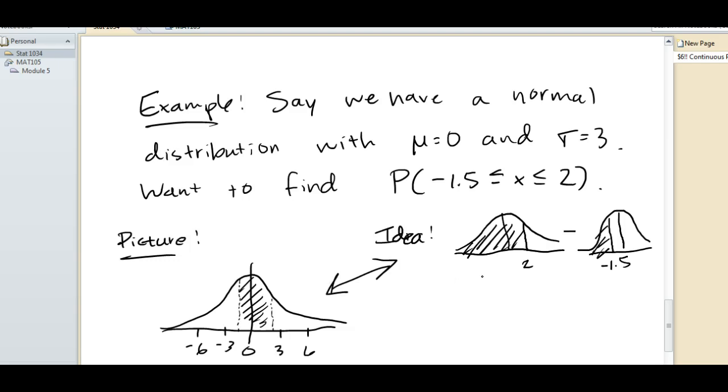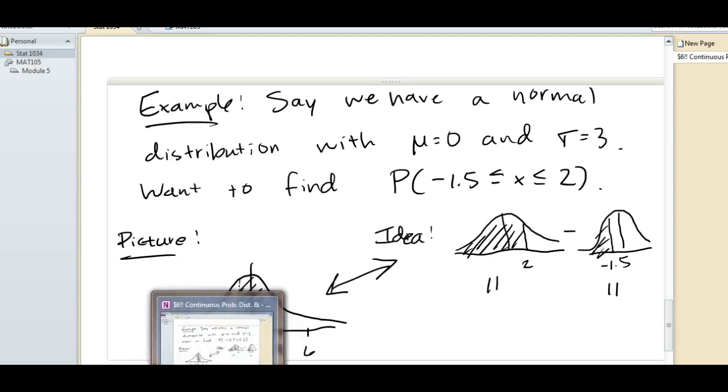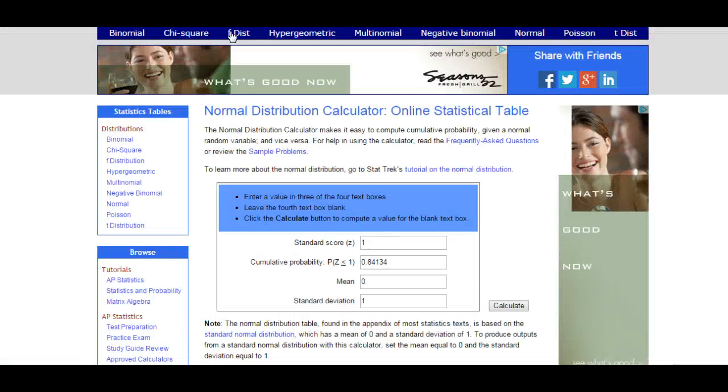Okay, so we can figure out each one of these things with that calculator. Let's go ahead and approximate those values. Let's go back to Blackboard in the StatCrunch calculator. In our example, the mean was 0, but the standard deviation was not 1. Remember, the standard deviation was 3. That's going to make a big difference.